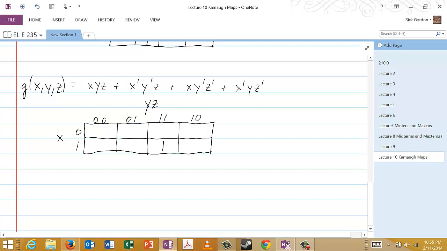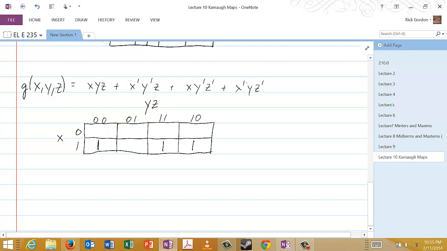X prime y prime z. When is that equal to 1? Well, in the case 0, 0, 1. And 0, 0, 1 is right here. You see it's x equals 0 in the top row, and in this column y is 0 and z is 1. So 0 0 1 corresponds to this cell. For the third term, x y prime z prime, well, we want 1, 0, 0, and 1, 0, 0 is over here.